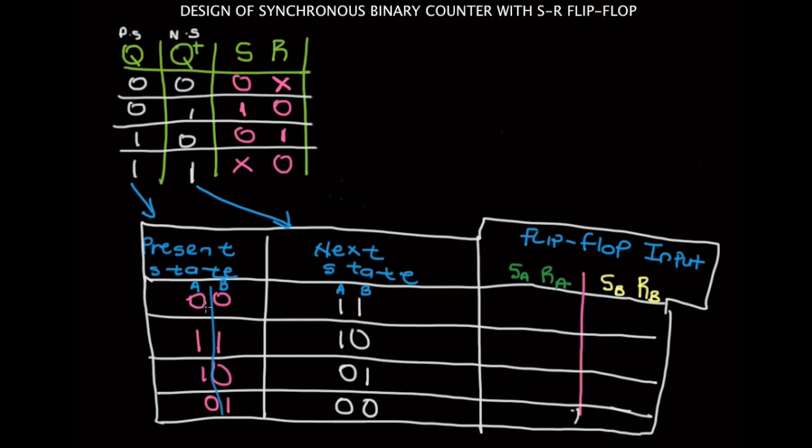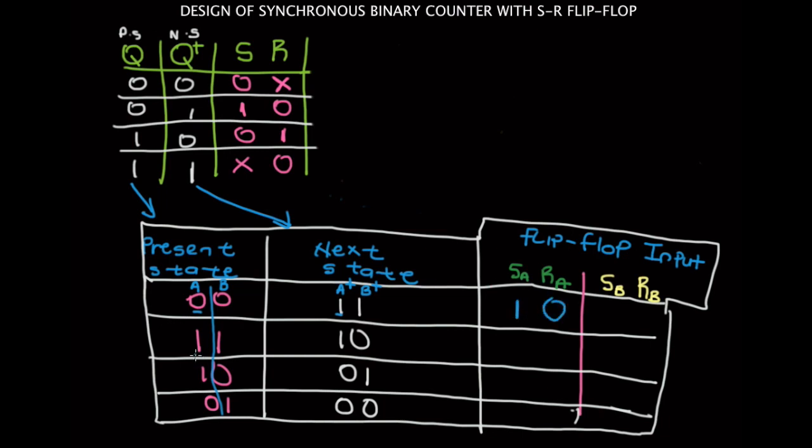And now we're going to be looking at this bit by bit. Let's start with the A bit. For the present state, we see our A bit is 0, so we come here 0, and our A bit for the next state, or let's just say A plus, because that signifies the next state, and B plus, is 1. So we see that this is 0 and a 1. We come here, we see this is 0 and a 1, and that says our S is 1 and our R is 0.